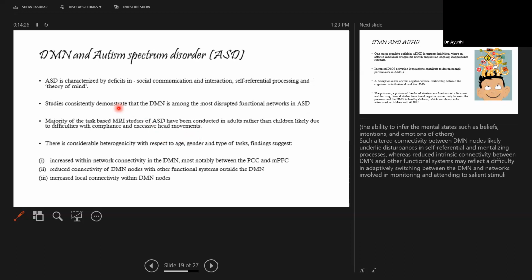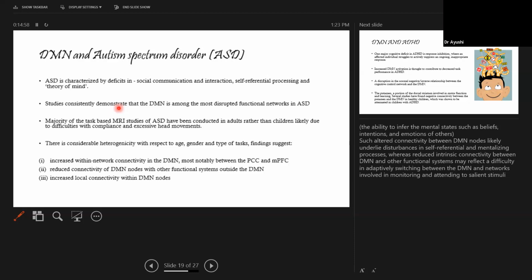Now, studies have suggested that the default mode network is the main network which is affected in autism, ASD. The majority of the functional MRI studies done in autism spectrum disorders have been done in adults, because with children there have been difficulties in compliance, and excessive head movements have also been there. So most of the studies have been done in adults, and hence there is considerable heterogeneity with respect to age and gender and the type of task performed in ASD.